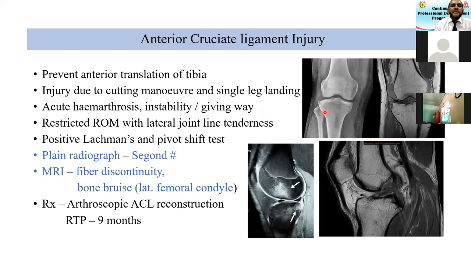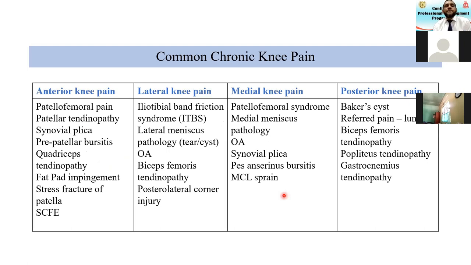But MRI is the gold standard investigation, where you can see the fiber discontinuity, and also the bone edema of the lateral femoral condyle. So with these findings, the definitive treatment for an athlete is an arthroscopic ACL reconstruction. The return to play is about 9 months.